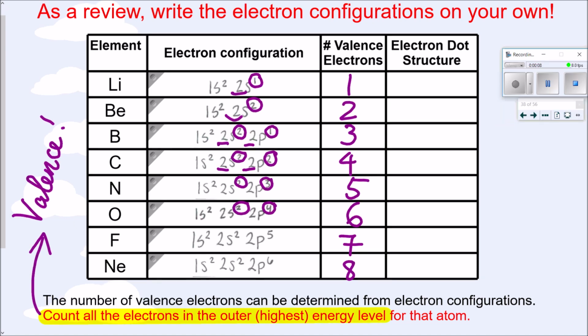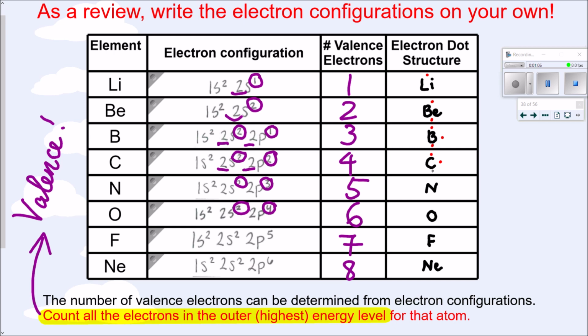Now, let's do the electron dot structure for these elements. First, you write down their symbols. We're going to put valence electrons around these symbols to represent the dot structure. So lithium has 1 valence electron. Beryllium has 2, and I would write 1 on top, 1 on bottom to balance it out. Boron has 3, so I would just go clockwise. 1, 2, 3. Carbon has 4.